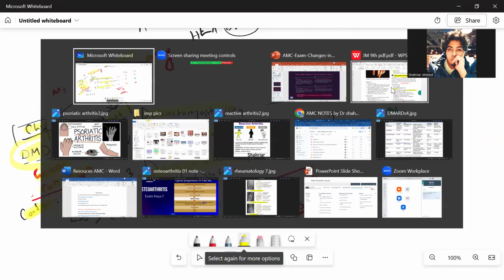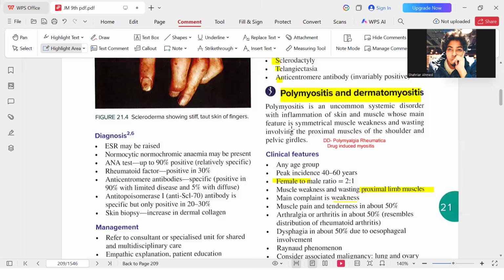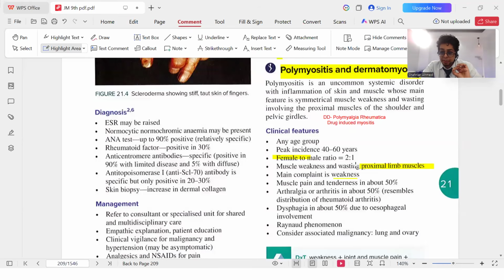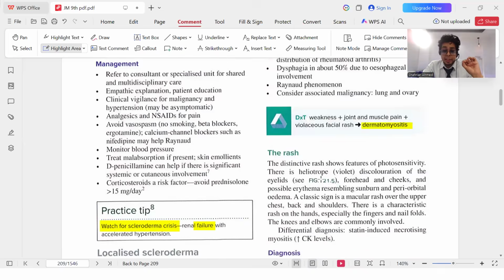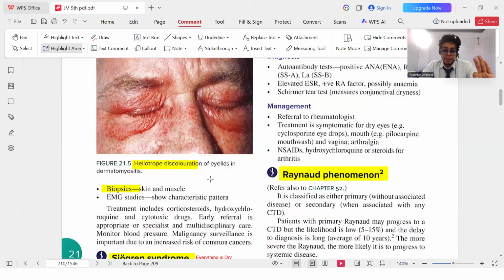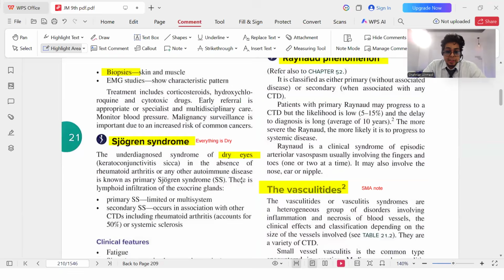All right. Now, next one, this is clear, guys. This thing I'm sure is clear. Poly and dermatomyositis, most common in female. Proximal muscle weakness. I'm just giving you all the bullet and necessary points. You see heliotrope rash, thickening skin, and so on.